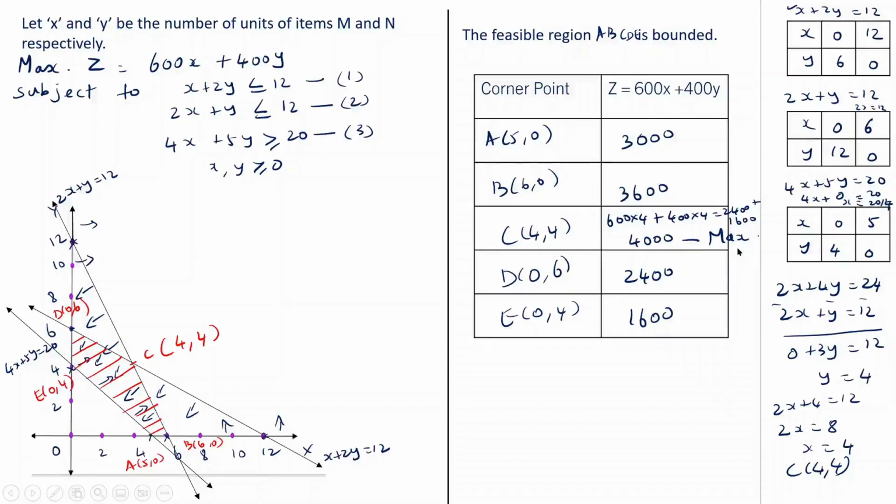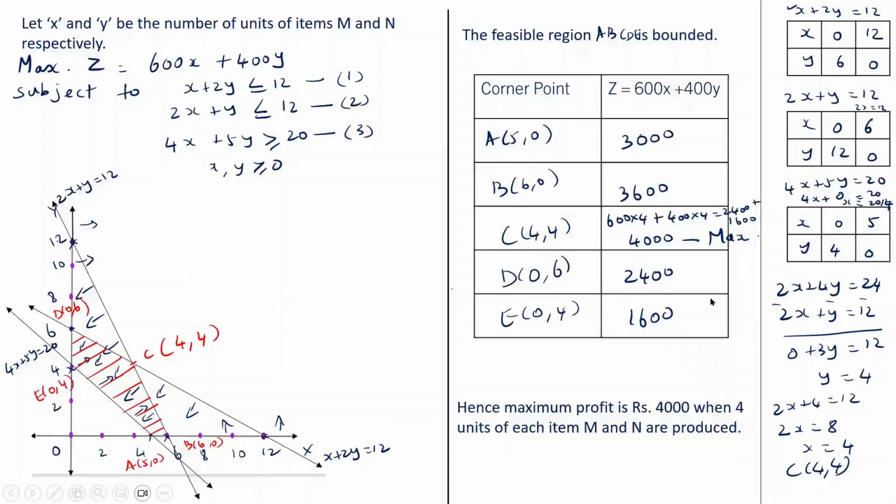So we have found the maximum profit is 4000 and it occurs when x is equal to 4 and y equal to 4. Here x is nothing but number of units of m and y is nothing but number of units of n. So when 4 units of m and 4 units of n are produced, maximum profit will be obtained and it is rupees 4000. Hence maximum profit is rupees 4000 when 4 units of each item m and n are produced.